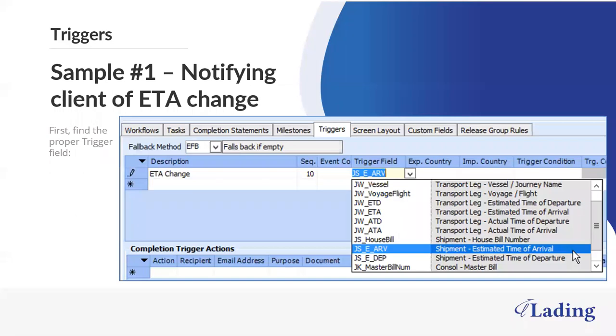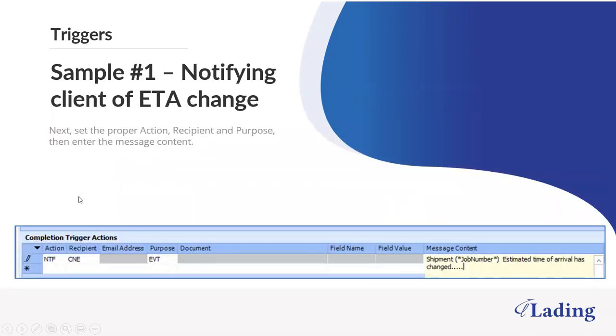Okay, so how do you do this? Well, first in triggers, find the field. So this field is ETA change. Find the trigger field in here. Determine what you're going to send. So I'm going to send a notification to the consignee on the event.